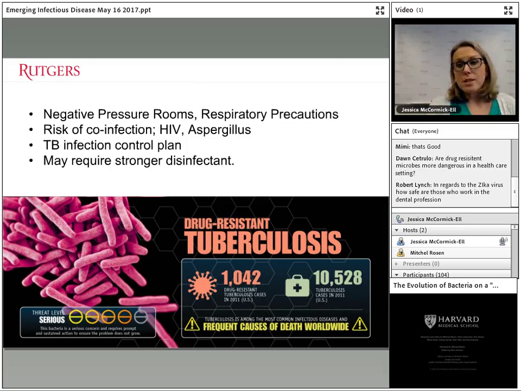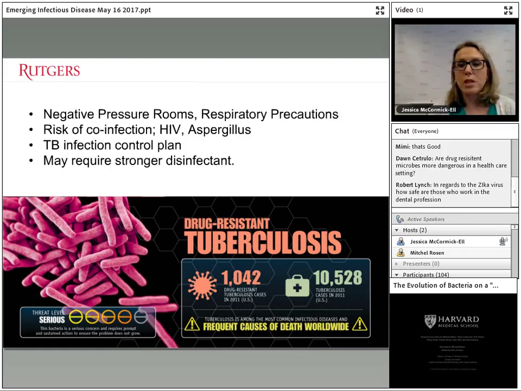So this being said, every clinic I know in New Jersey is supposed to have what's called a TB infection control plan. And this infection control plan also has a risk assessment that is included with it. What the clinics are supposed to do is assess their risk of seeing potential tuberculosis patients. And then what do they do? If somebody comes in with potential tuberculosis disease, where do you put them? Who sees them? What PPE do you wear, et cetera?